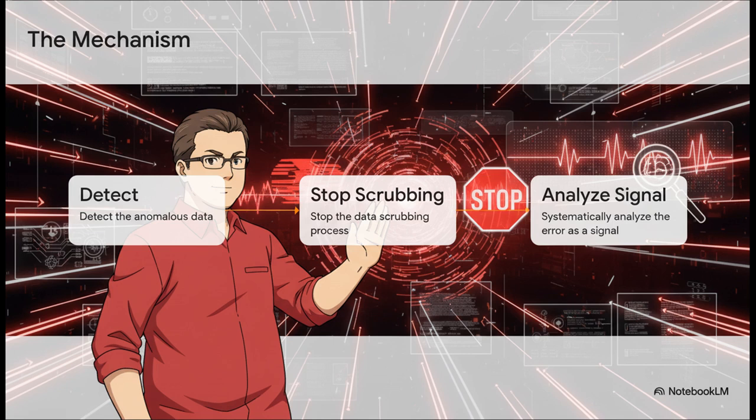Step 2, and listen, I know this is the hardest part for most engineers, stop the scrubbing process. Seriously, do not delete it, do not average it out to make the graph look pretty. And step 3, systematically analyze that error as a signal. The absolutely crucial point here is that we're treating the error not as a mistake that needs to be erased, but as a direct communication from the system that we urgently need to decode.